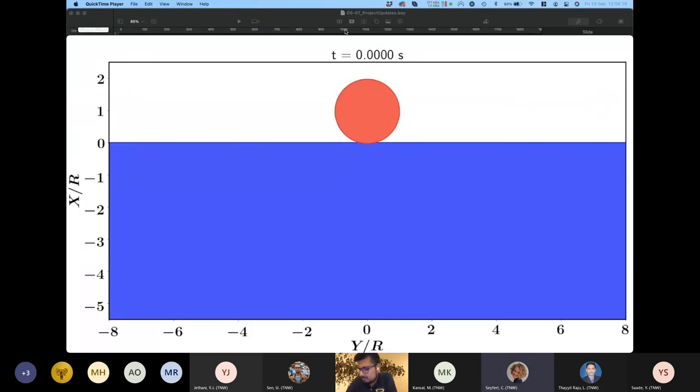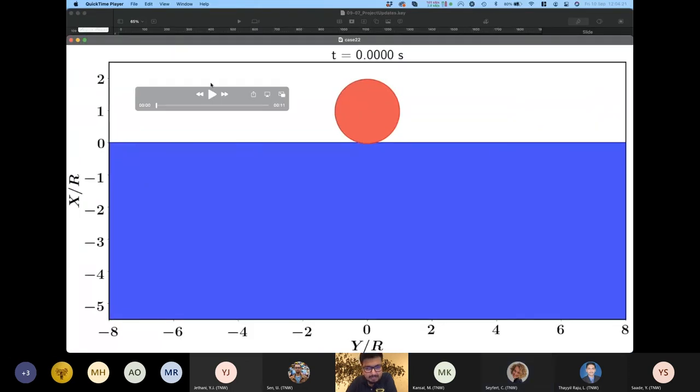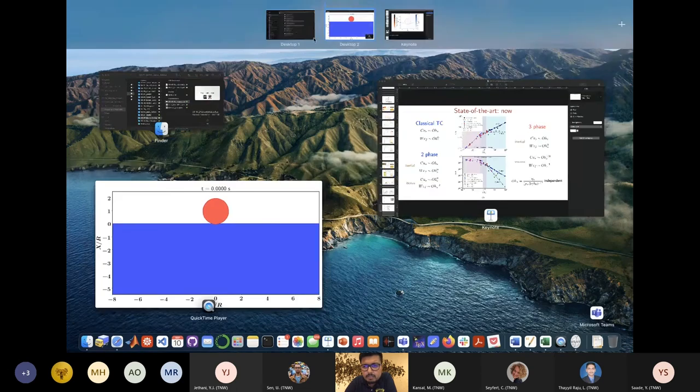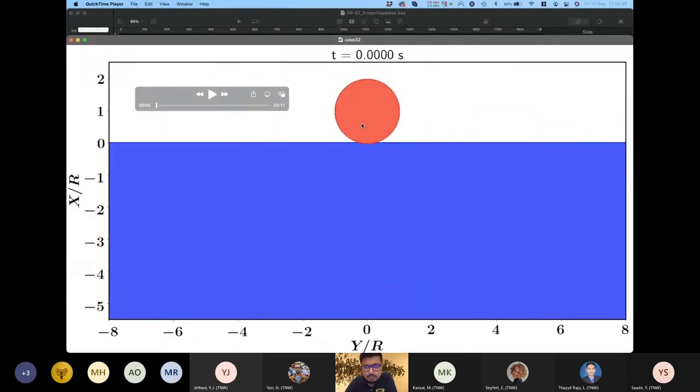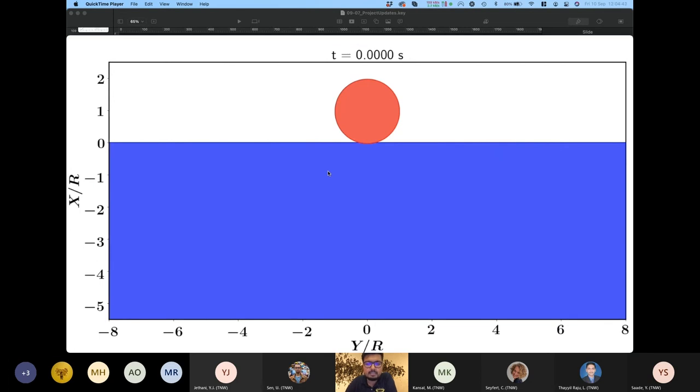Before we go on, this is something that Lijun asked, and then Minkush also asked: why don't we use the three-fluid model to simulate cases where one of the fluids has a positive spreading coefficient? This is a video, I hope. Let me see. Yeah, this is a video. In this video, I'm using three different volume of fluid tracers to simulate the drop.